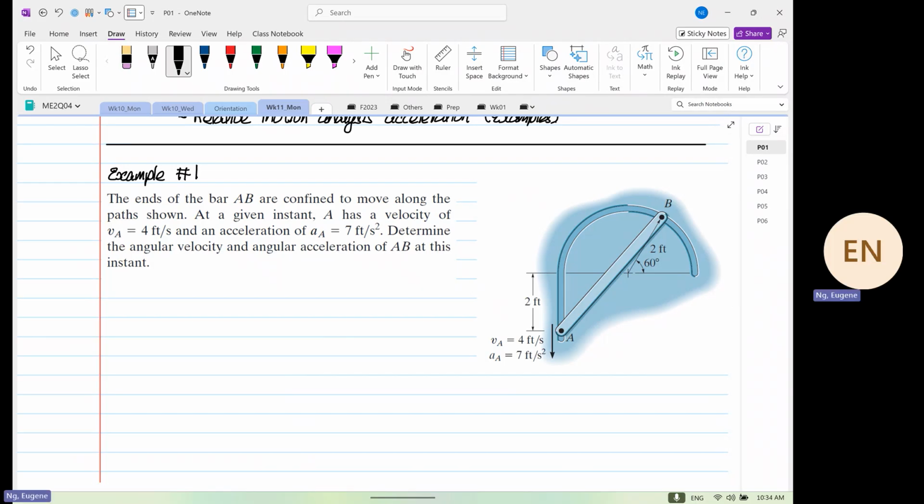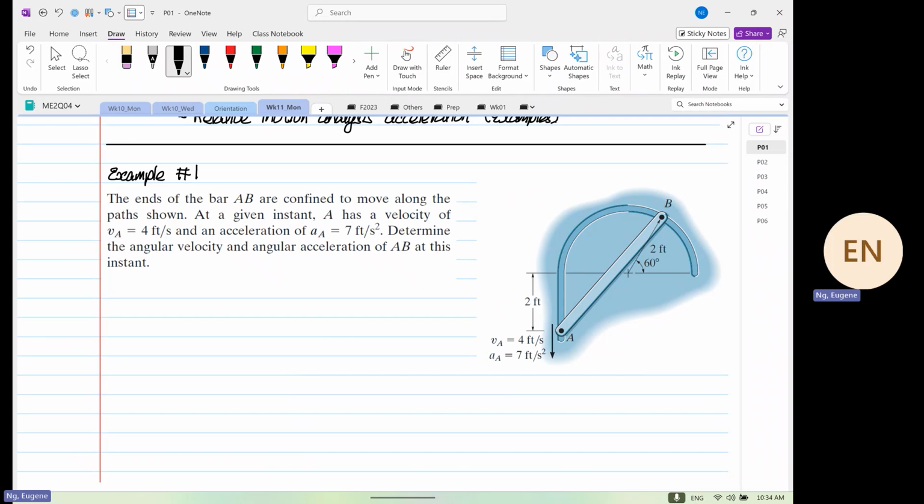The ends of the bar AB are constrained to move along the path shown. At a given instant, A has a velocity of 4 feet per second and an acceleration of 7 feet per second squared. Determine the angular velocity and angular acceleration of AB at this instant. Now, this question has to be treated with caution, okay? And it's pretty straightforward initially, okay?